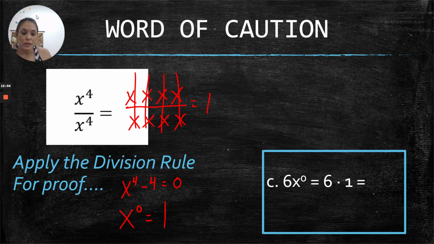Let's do one final example, 6 times x to the 0 power. So like I said, x to the 0 power is 1. So 6 times 1 is 6, and that is the answer.